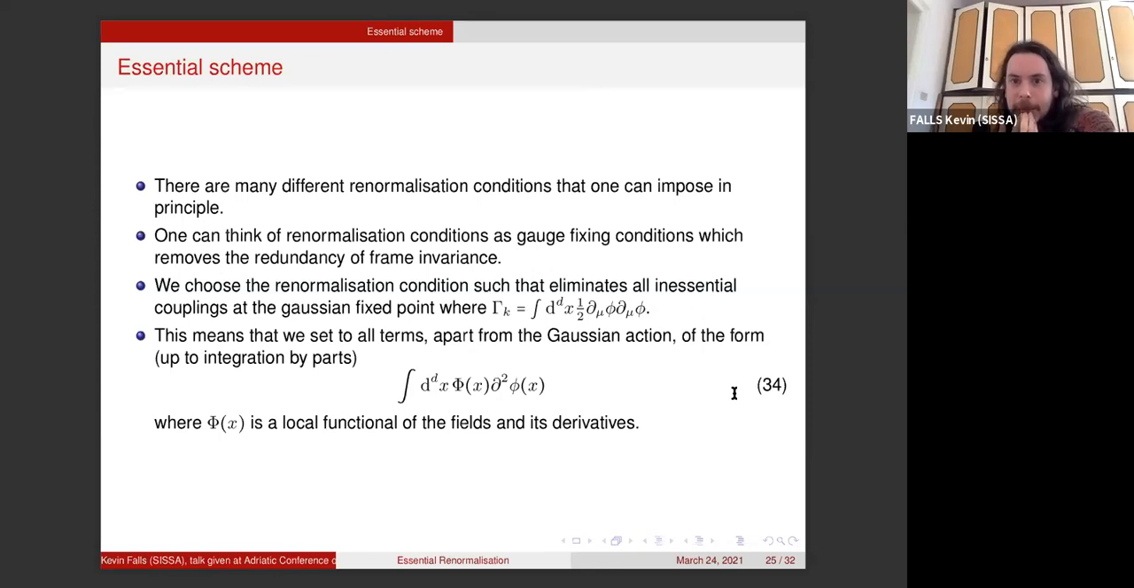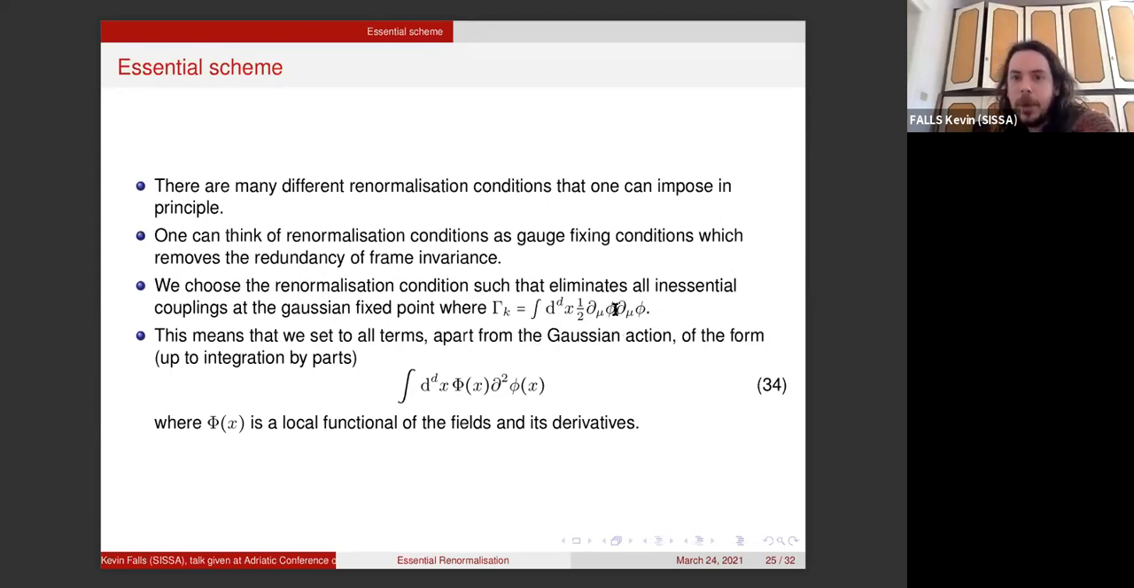And the simplest thing we can do is look for a free fixed point, where we have a Gaussian model, so where the action is just given by this simple two derivative term. And then we can find what are the inessential couplings around this point? And then we choose the renormalization group equation so that at least around the free fixed point, we remove all the inessential couplings. And then as we flow, this will give us a way to close the equations.